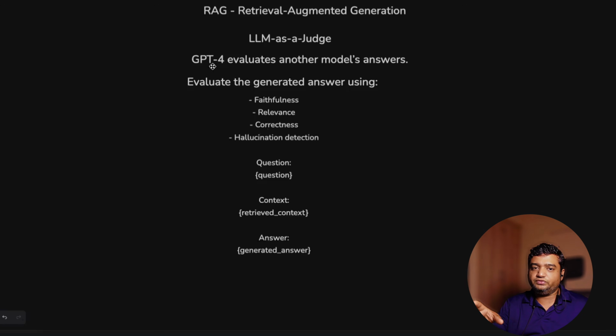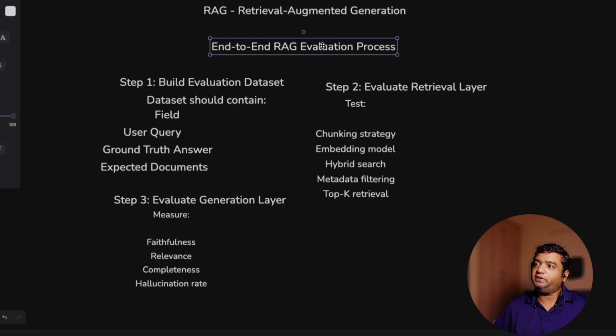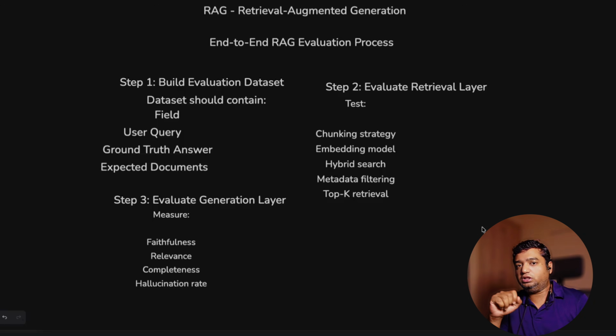But if you don't have too much time and you want to have a baseline idea that your RAG pipeline is somehow correct, in that case you can use LLM as a judge. So now we look into the end-to-end RAG evaluation process. Now you have a RAG pipeline. We have understood all the different metrics and where you have to use them.